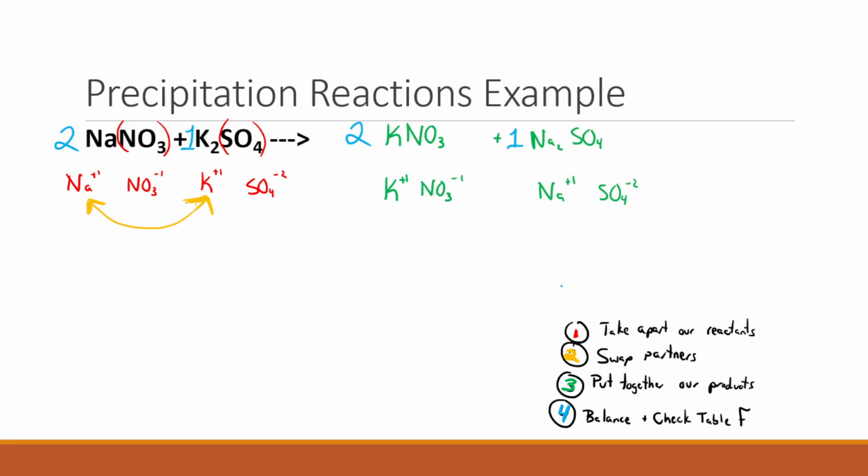And lastly, I need to check table F. Do I have any substances here that are solid? The answer is no, I do not. Right, these are both aqueous substances. Both K and Na are group 1 ions. Group 1 ions are soluble all the time, no matter what they are partnered with. So, this becomes my final answer.